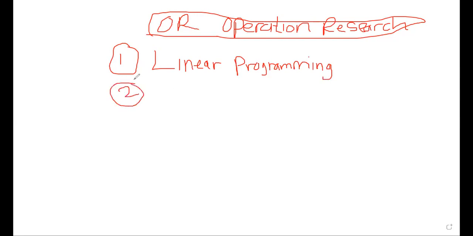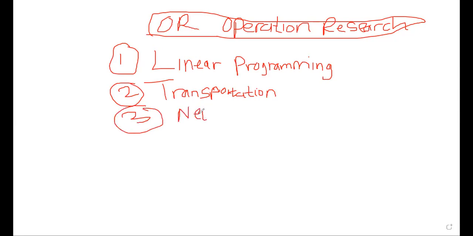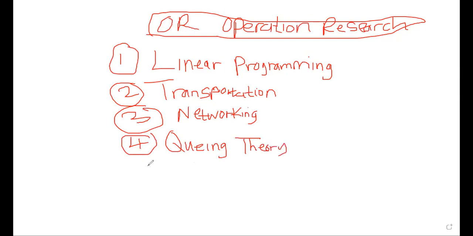Then number 2, we have transportation. Then we also have the other topic, which is called networking. Topic 3, networking. Then we also have the other one, which is called queuing theory. Then we have assignment problems.